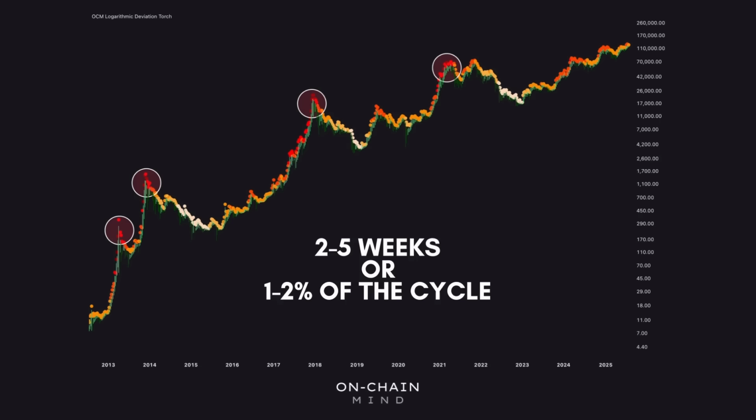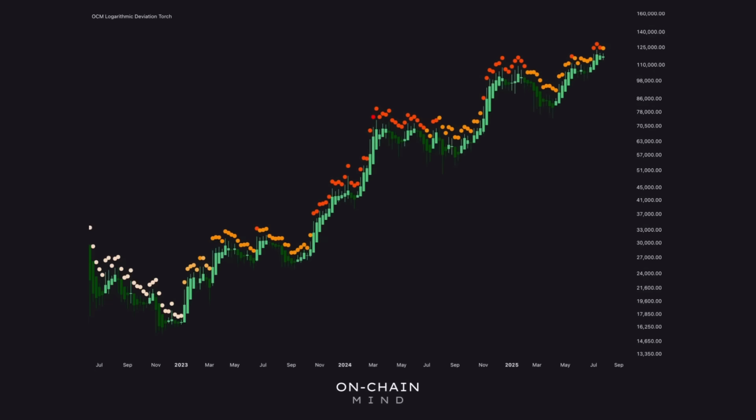But what about where we are right now? Well, the current dot is a light orange, signalling moderate risk, pretty much middle of the pack. While we've seen dark orange dots appear during the moves to $70,000 and $100,000, no red dots, neither light or dark, have appeared yet. That suggests to me that we've still got plenty of room to run, and the true peak likely hasn't occurred yet.